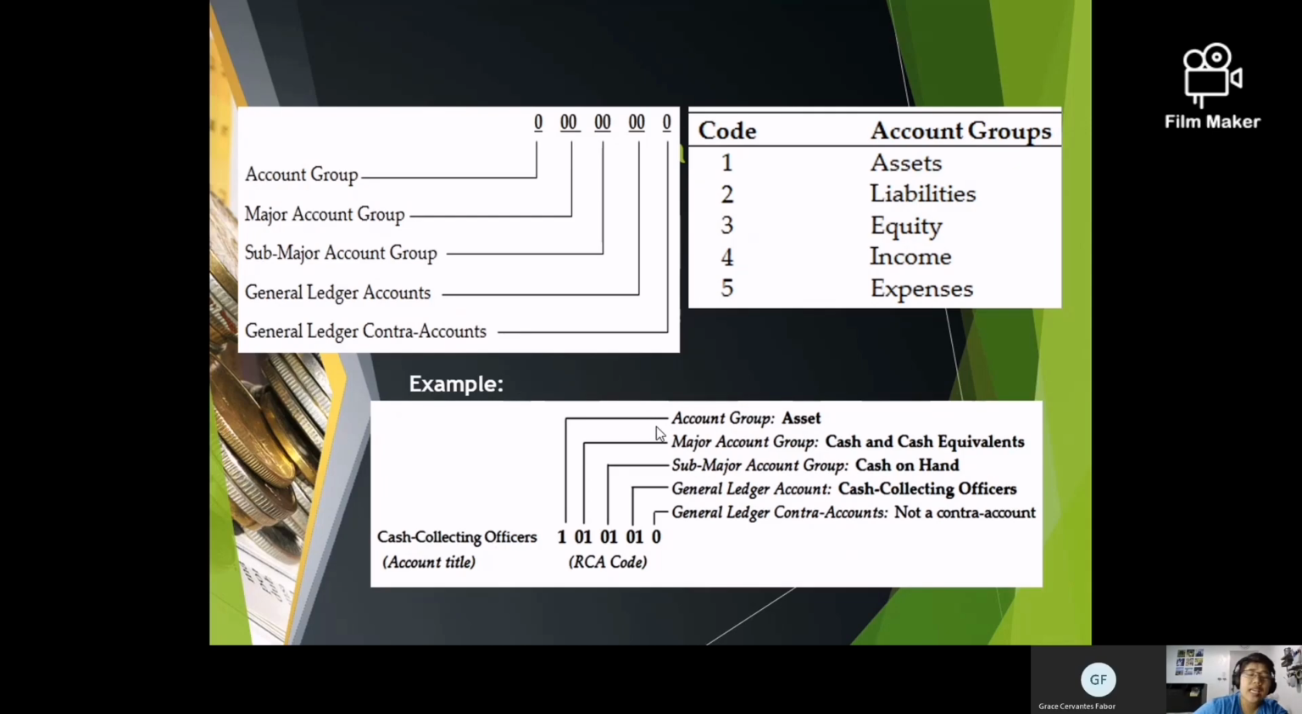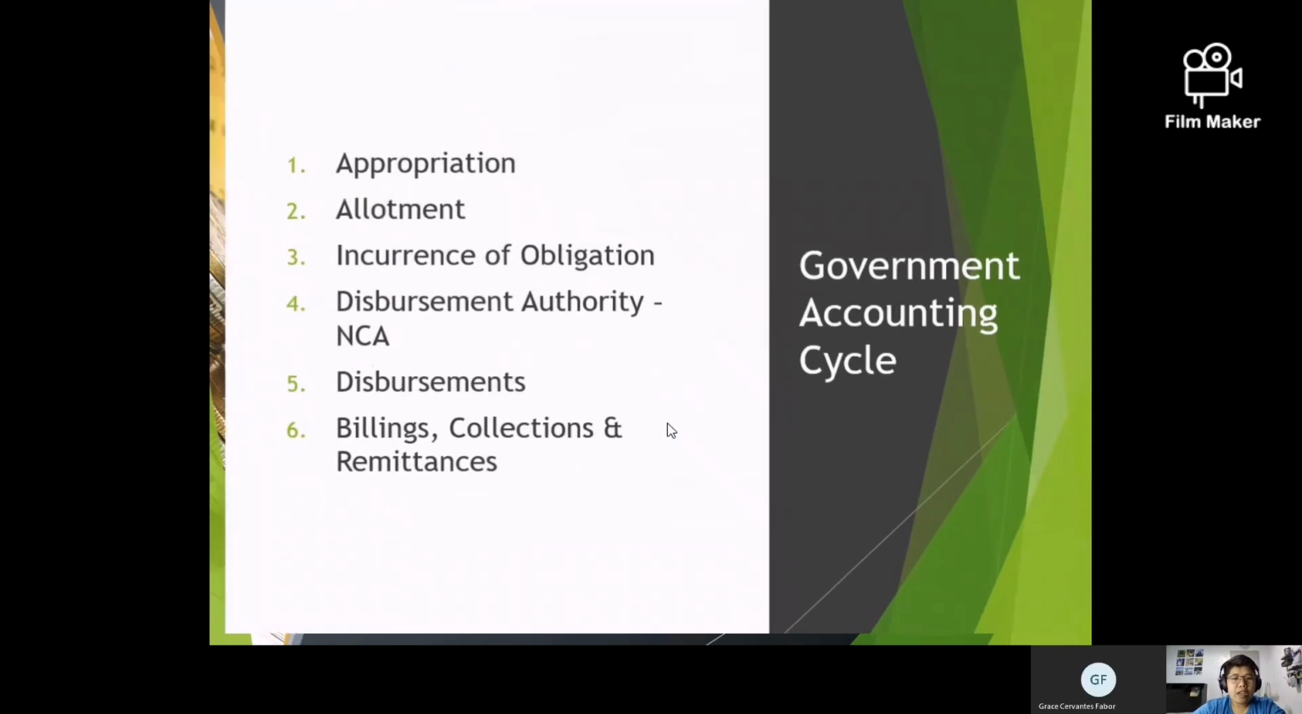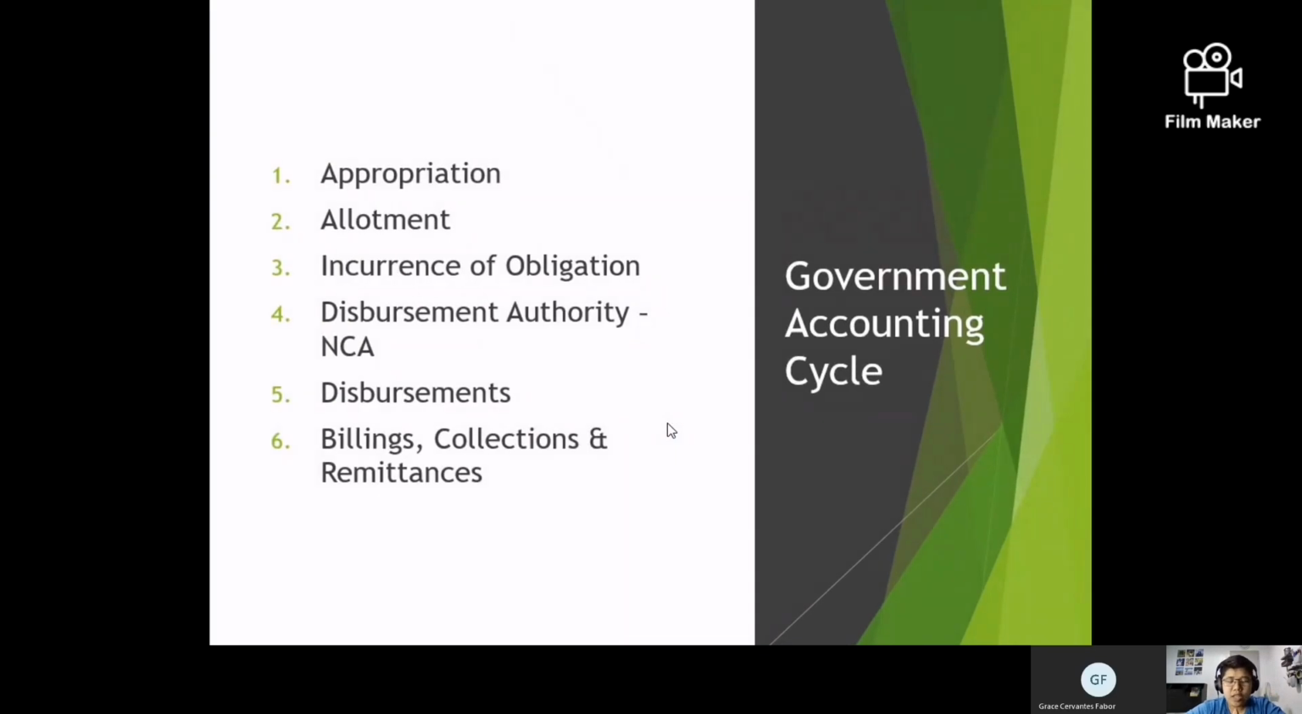Next natin is the government accounting cycle. Paano ba yung government accounting cycle? Nagsisimula siya sa appropriation, yung enactment ng budget. Sunod, bibigyan ka ni DBM ng allotment. Pag may allotment ka na, pwede ka nang mag-incur ng obligation.